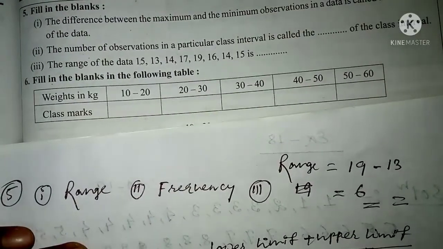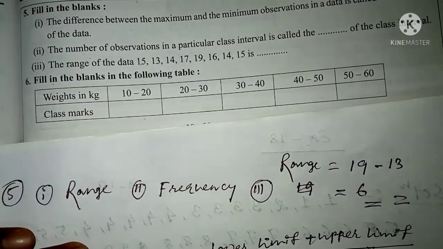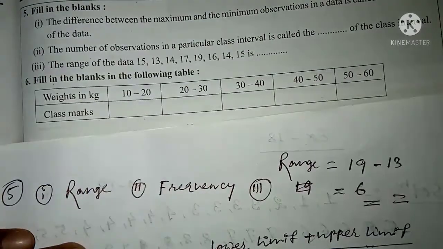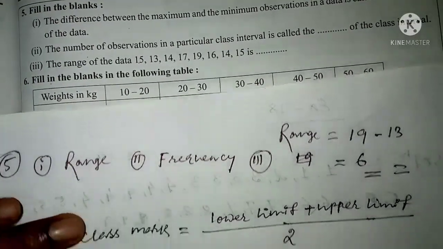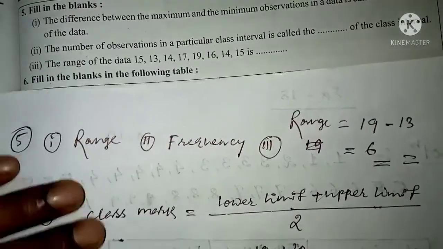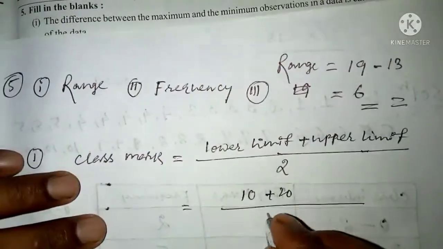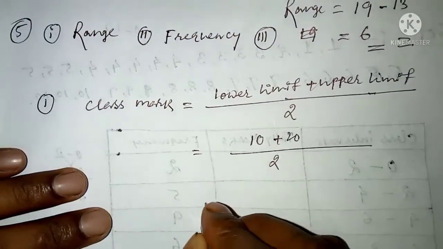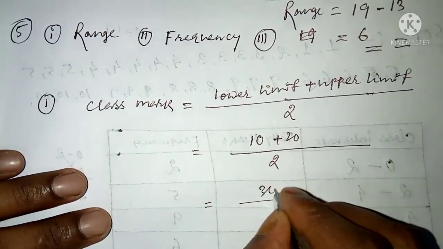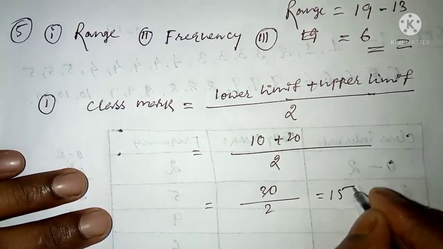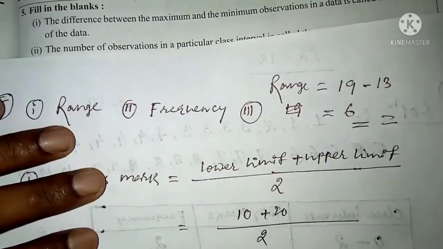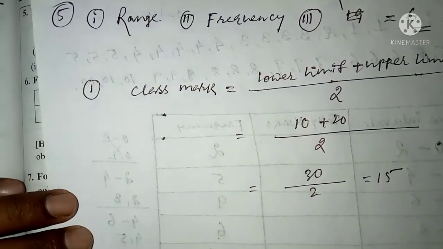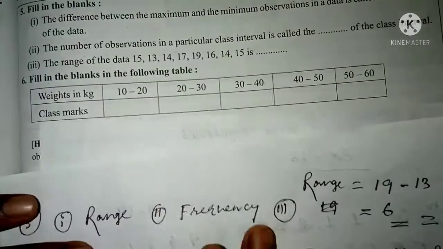Then you see here, what is the lower limit here? That is your 10. What is the upper limit here? That is your 20. So 10 plus 20 divided by 2. 10 plus 20 is 30, 30 divided by 2 is 15. So the class mark for the first interval 10 to 20 is your 15.